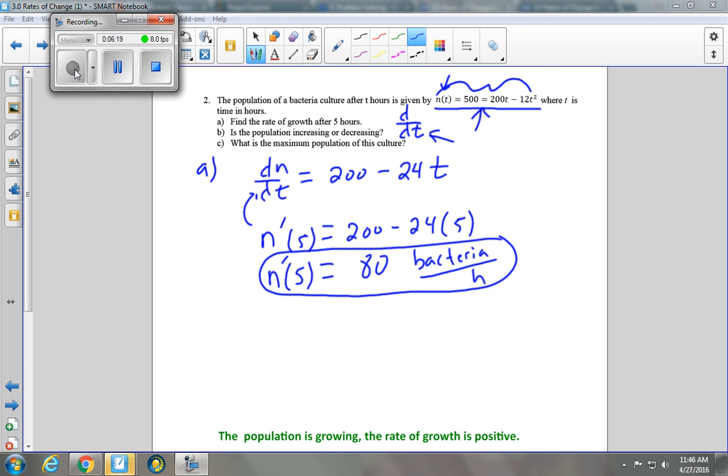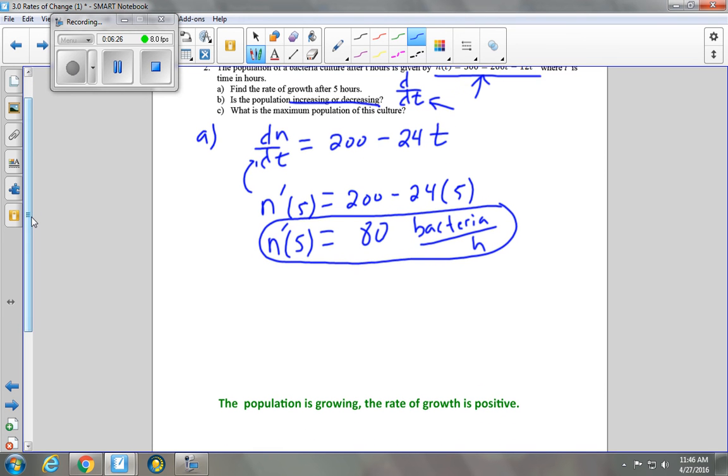Is the population increasing or decreasing? I'm going to say increasing because it's positive. Yeah, so this is really part B here. The population is growing, the rate of growth is positive. Yeah, so write that down.